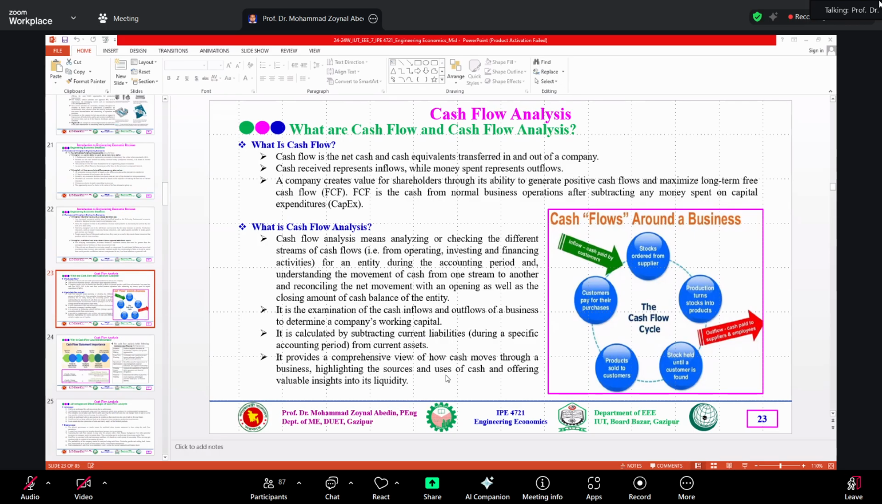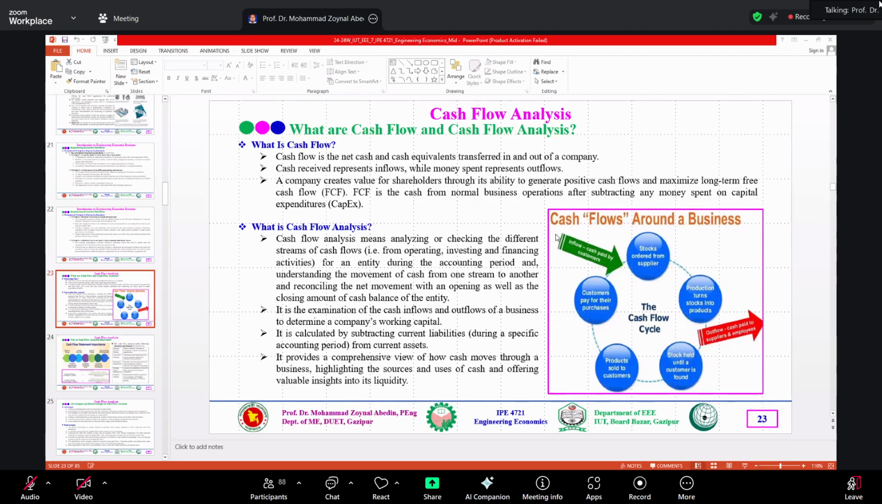There are two other different important words you can see. One is the current assets, which is revenue, which is the profit. Another is the liabilities, this is the cost. So if you subtract the liabilities from the assets, then it will represent the net cash flow during a specific accounting period. It provides a comprehensive view of how cash moves through a business, highlighting the sources and uses of cash and offering valuable insights into its liquidity.